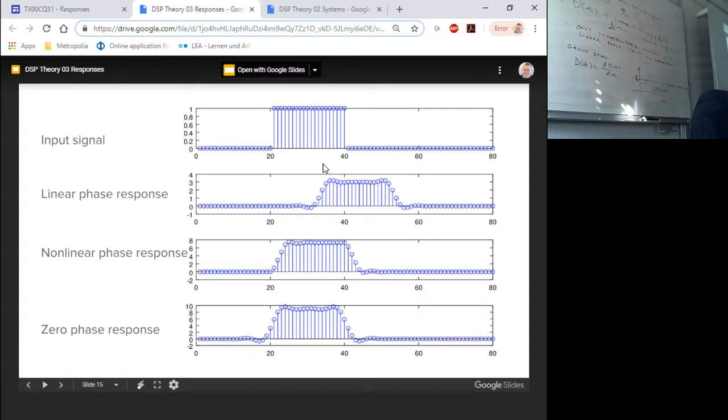Zero phase response. That's a nice trick you can do not in real time but afterwards.